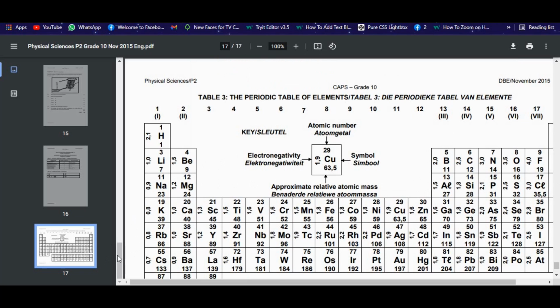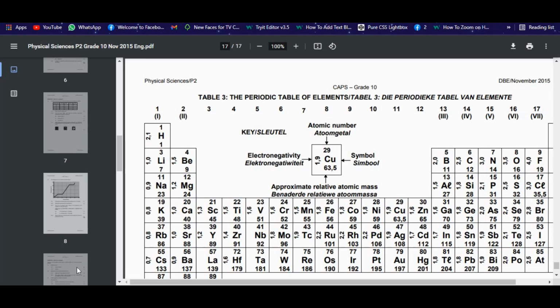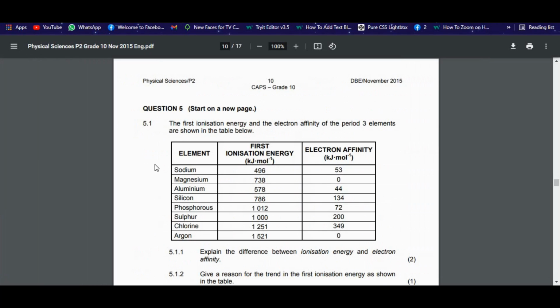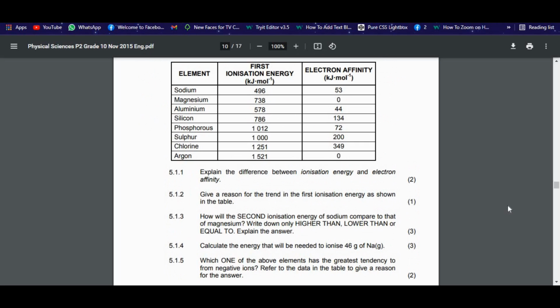So period is row. Period is a row, so we're dealing with the 3rd row of the periodic table. All right, cool. Let's pull up my screen here quickly. Okay, cool. Now we are given their first ionization energy in kilojoules as well as the electron affinity. Now they're asked to explain the difference between ionization energy and electron affinity.